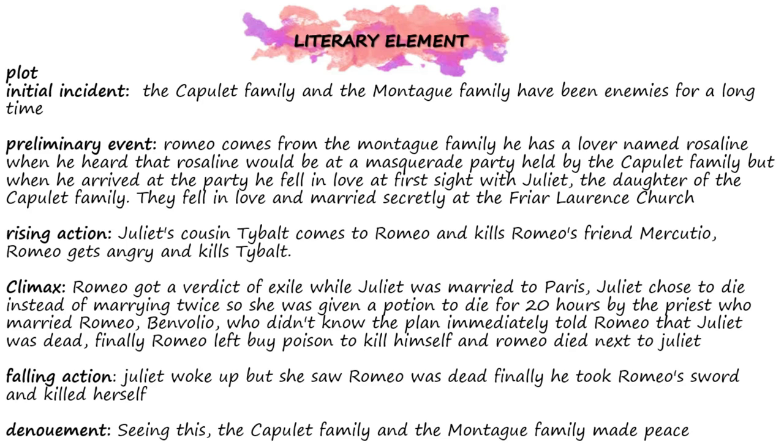And there is the falling action, which contains Juliet waking up but seeing Romeo dead. Finally, she took Romeo's sword and killed herself. And there is the denouement. After this, the Capulet family and the Montaigu family made peace.